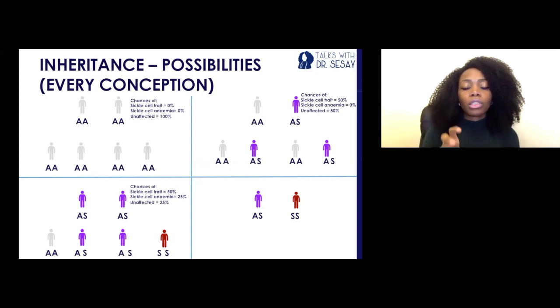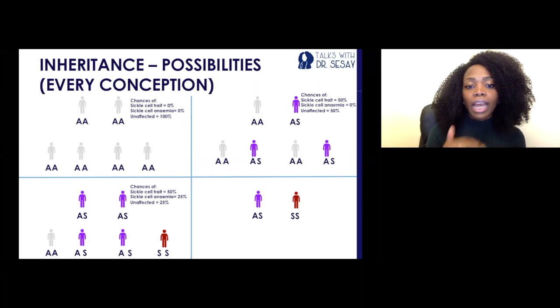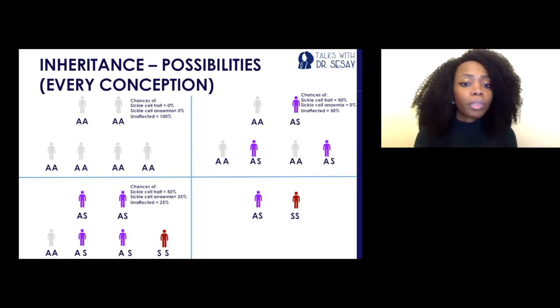Now, the reason I wanted to focus on this is because there are loads of people who believe that if they're both carriers and it's a 1 in 4 chance, then only 1 out of 4 of their children will have sickle cell anemia, which isn't the case. It's actually the possibility for every single conception. So even if your firstborn has it, your secondborn could potentially have it, and there's a 25% chance for that.